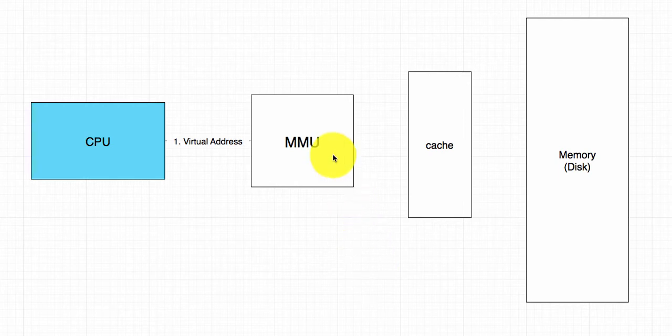So now I am going to go to the MMU and say, okay, hey, virtual address, I need to figure out what this virtual address maps to. So to do that, actually, I'm going to go through the MMU, but the MMU isn't going to do the translation for me.